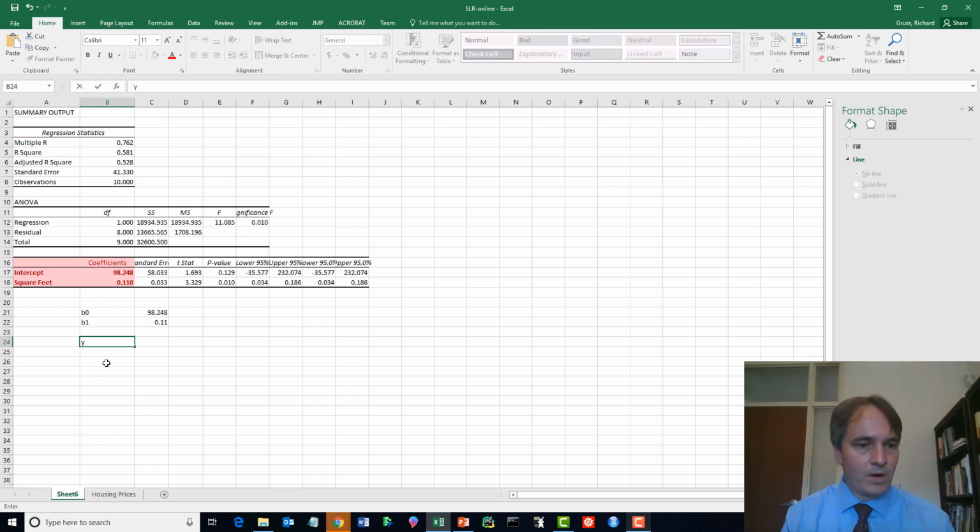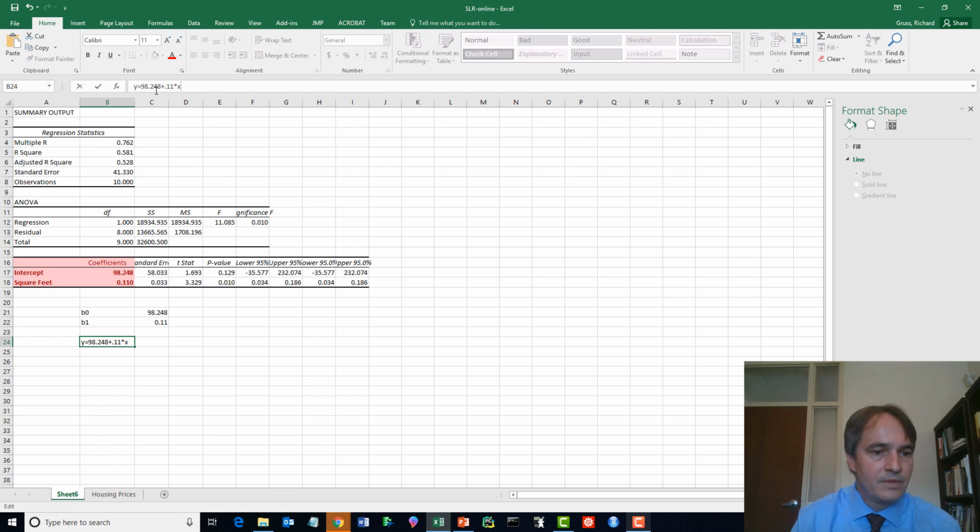If we were to write the equation of this line, all we would have to do is say that y, or y hat, is equal to 98.248 plus 0.11 times x, okay, whatever that x in that row is.